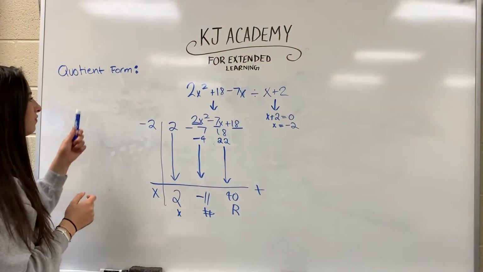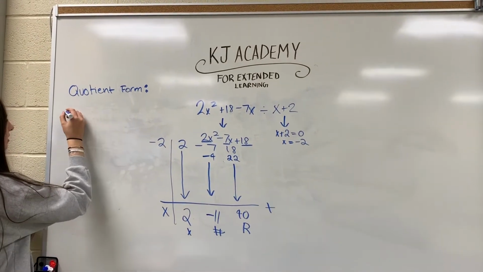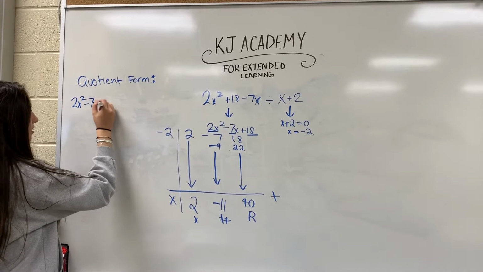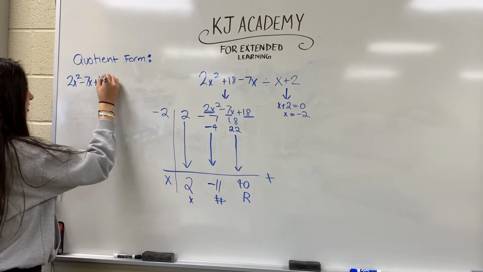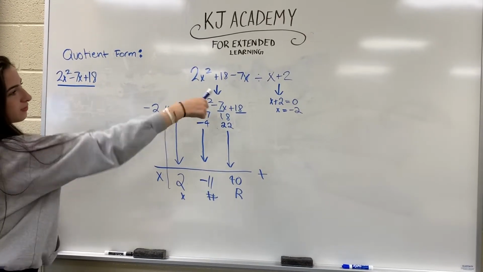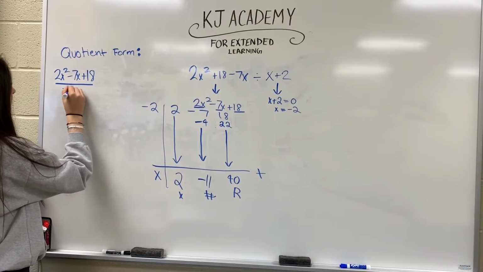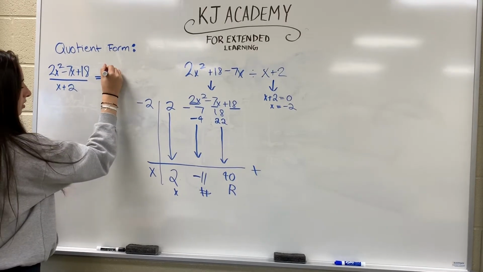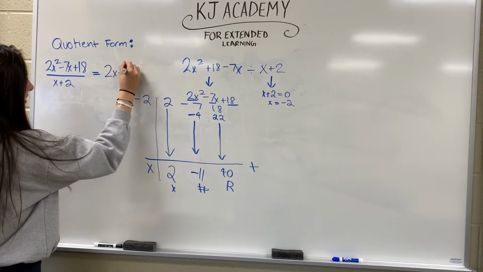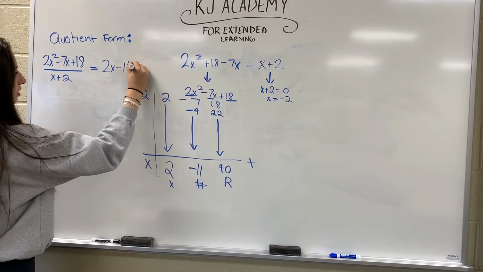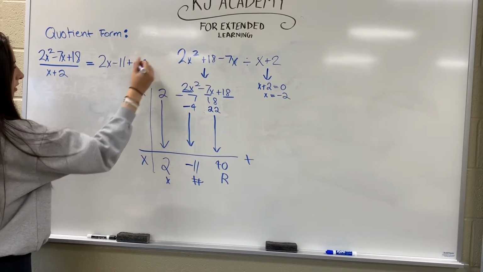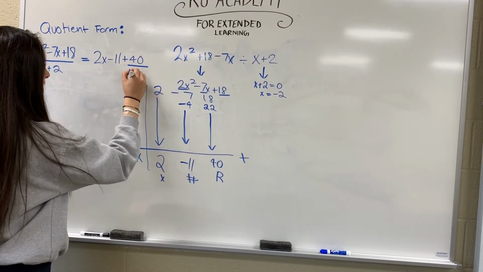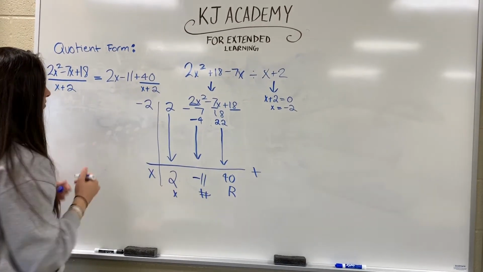Now we must do quotient form. In this case, we start with the dividend again from the original, which is 2x squared minus 7x for descending order, plus our constant, which is 18. And then we divide that by our divisor from the original, which is x plus 2, equals our quotient, which is 2x minus 11, plus our remainder, and then we divide the remainder by our first binomial, which is x plus 2.